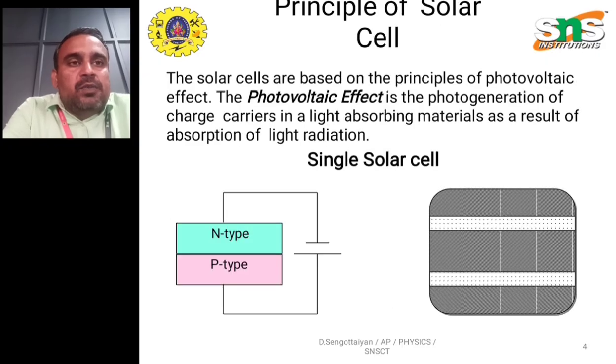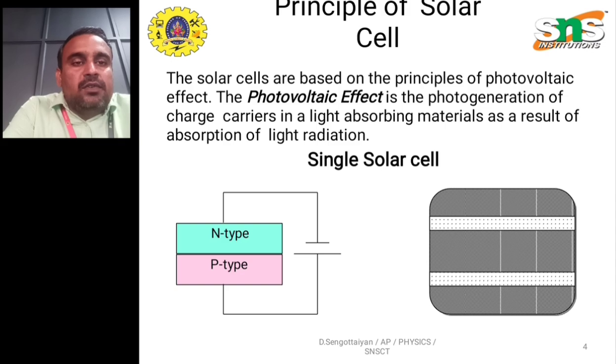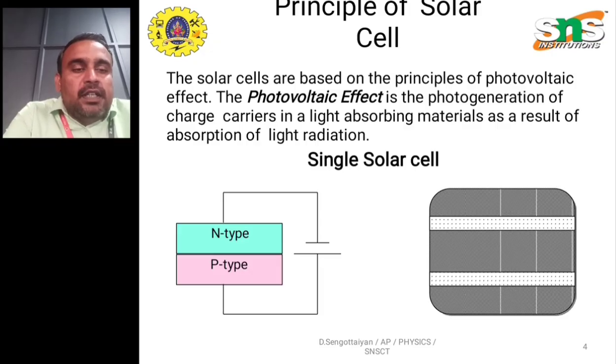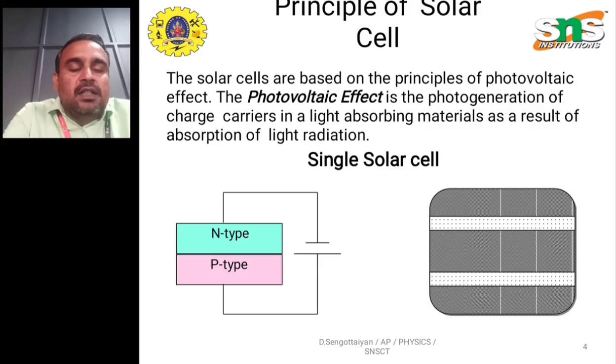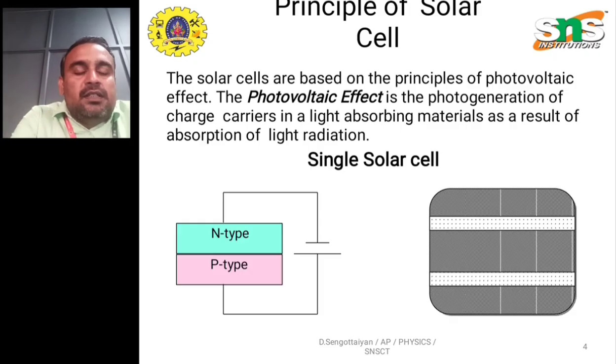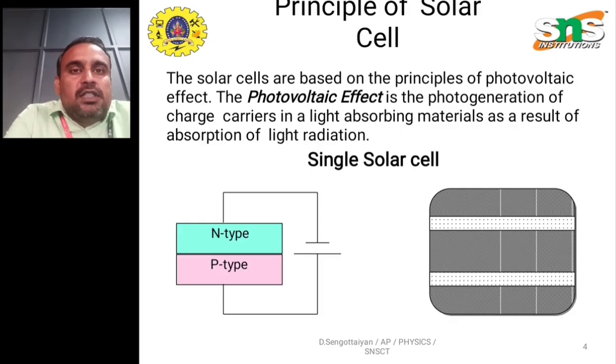The next is the principle of solar cells. The solar cells are based on the principle of photovoltaic effect. That photovoltaic effect is the photo generation of charge carriers in a light absorbing material as a result of absorption of light radiation. The diagram shows single crystalline solar materials, that is, the first diagram shows the n-type and p-type materials. When light energy is absorbed from the sun, the light energy is converted to electrical energy.